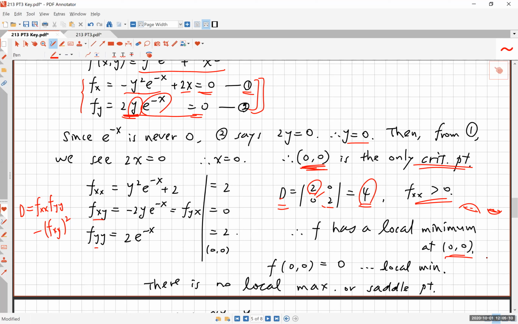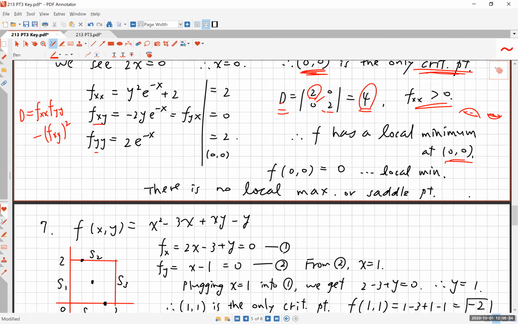And the answer is absolutely not, because if there were a local maximum or saddle point, then you would see another critical point. Those things only happen at critical points, and you know that there's only one critical point, which happens to be a point of a local minimum. So you can bet your money on the fact that there is no local maximum or saddle point.